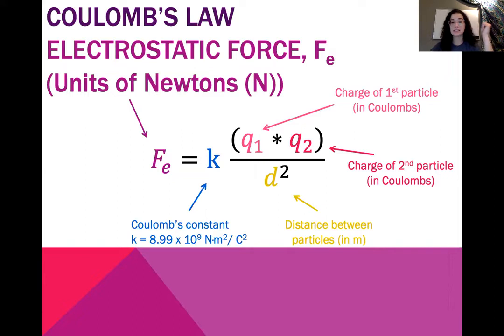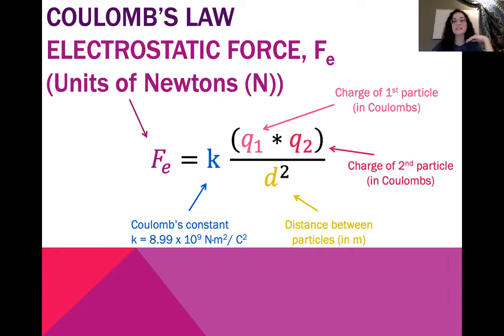K is a constant, all right? We call it Coulomb's constant. It is equal to 8.99 times 10 to the 9th newton meter squared over coulomb squared. Write down the units for that. All right, Q1 and Q2 are just the two different particles we're talking about, and we're giving the charges in coulombs.